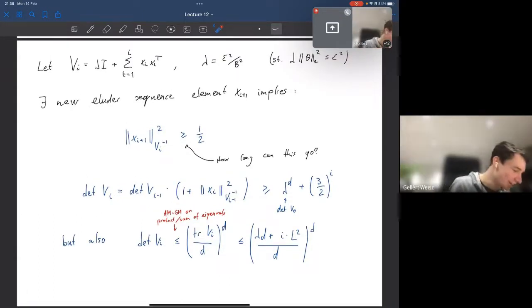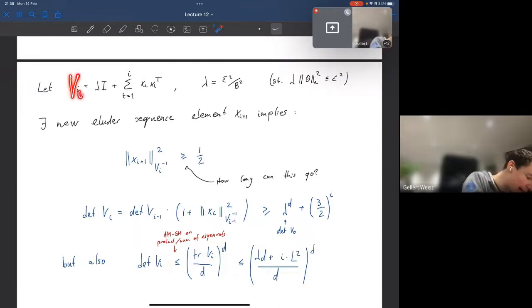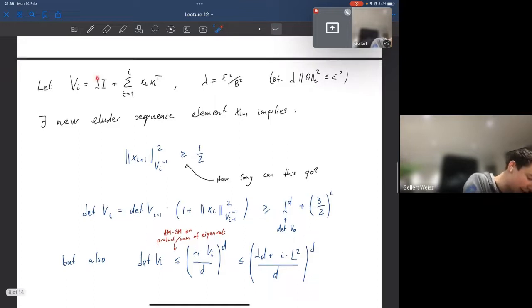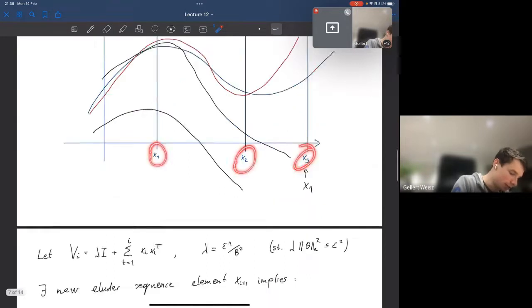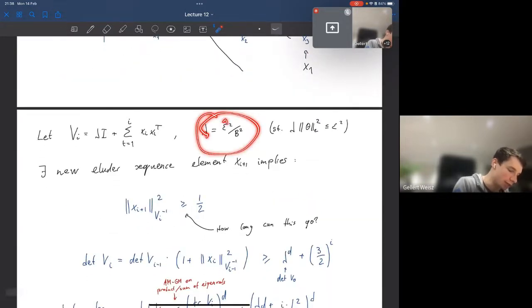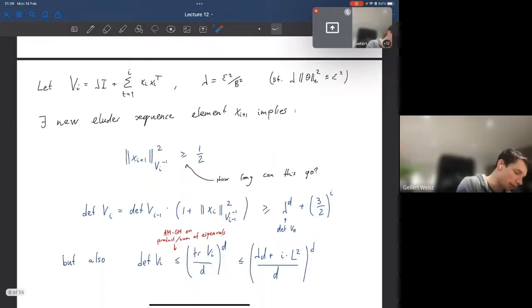Okay. So for this, we introduce this V_i, which is going to be a matrix, and it's going to have lambda times the identity matrix plus the sum of x_i outer producted with itself, where the x_i are these points in the sequence. And you set your lambda to be epsilon squared over B squared. It's not very important, but you set your lambda to be small, such that lambda times the L2 norm of theta squared is bounded by epsilon squared. And what you can prove now is that if there exists a new Littlestone sequence element x_{i+1}, then that means that the norm of x_{i+1}, according to this V_i inverse, is large.